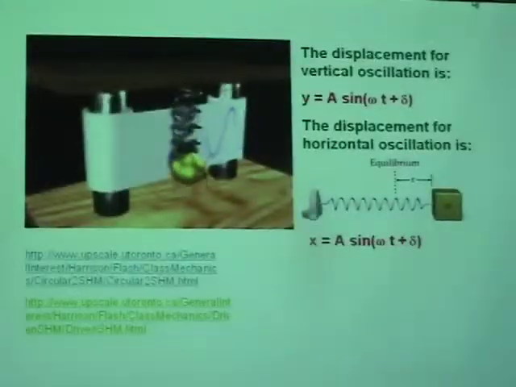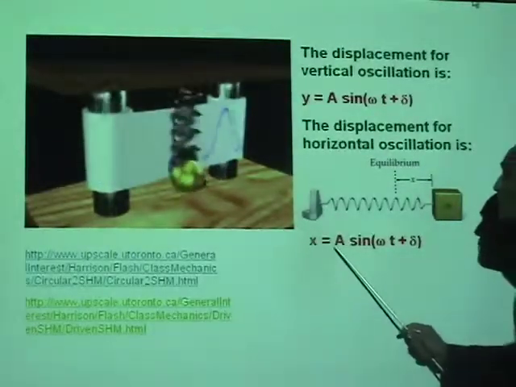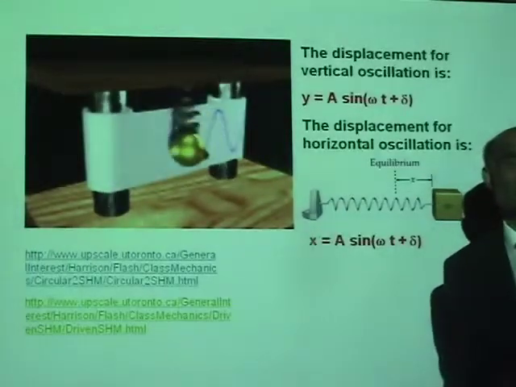So what will be the equation for that oscillation? For a horizontal oscillation, x equal to a sine omega t plus delta.